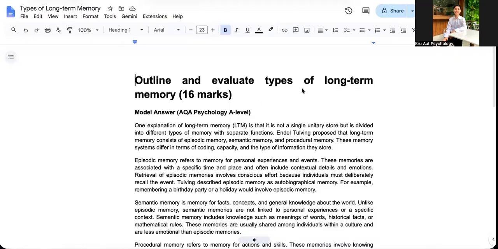So what are the types of long-term memory? We need to be able to explain what they are. We need to go into detail and provide some examples. So let's get started.